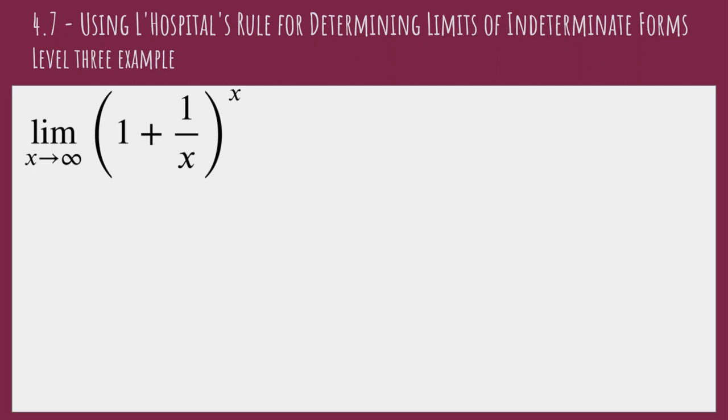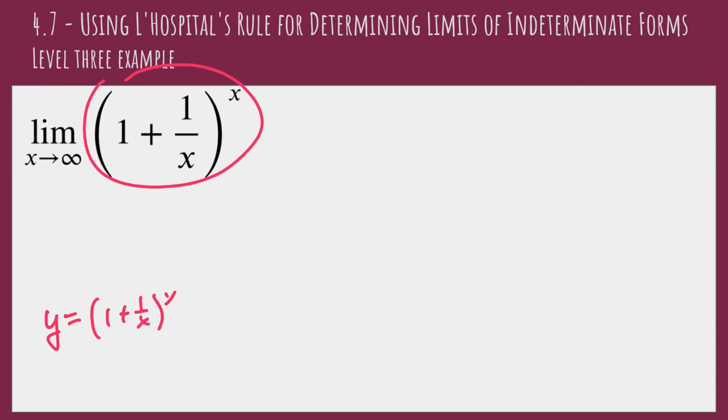So the way we're going to handle this is we're going to do a little trick that uses logarithms. If we think of this as y, so we say y equals (1 plus 1 over x) to the x power, and we take the natural log of both sides, we get the natural log of y equals the natural log of (1 plus 1 over x) to the x power. By using a logarithm, this exponent here we can take out front.